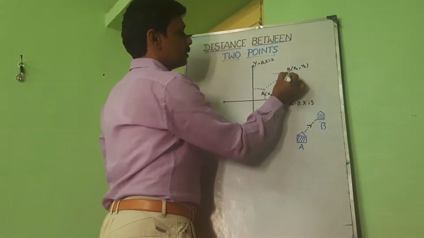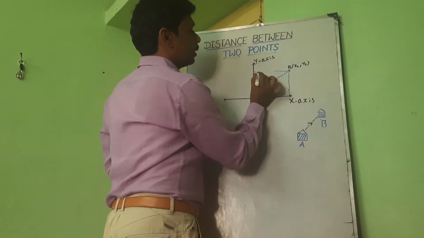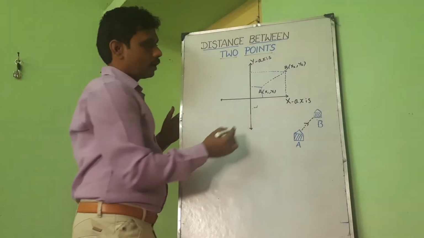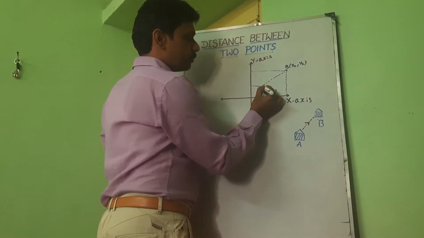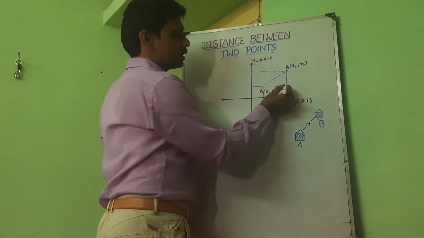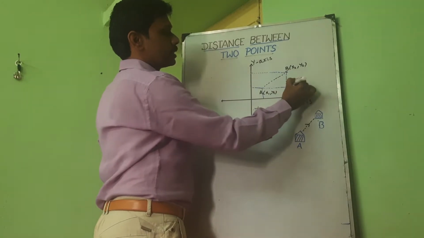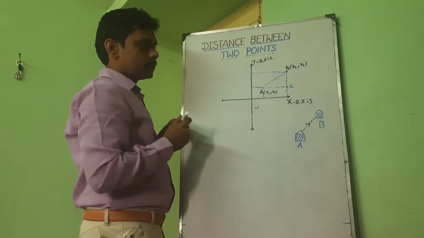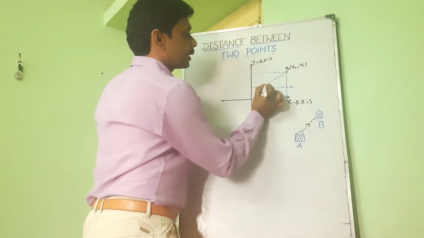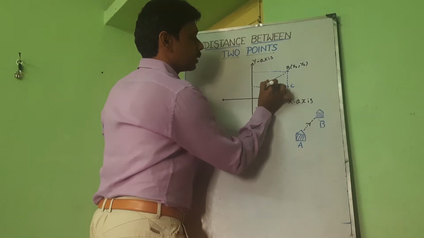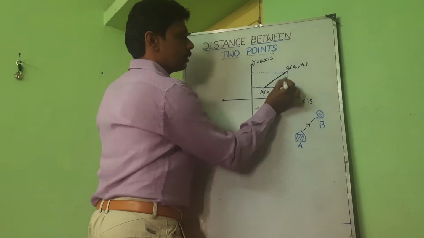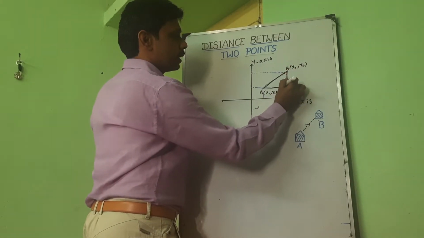Draw the perpendiculars from point A and point B on the x and y axes and extend the perpendicular drawn from point A on the y-axis up to here. It will intersect at a point; consider this intersection point as C. So it will form a right angle triangle. If you observe the diagram, we will get a right angle triangle here. This is the right angle triangle.